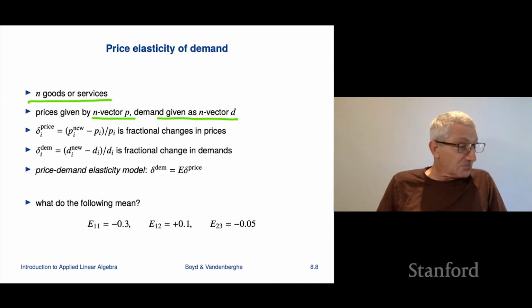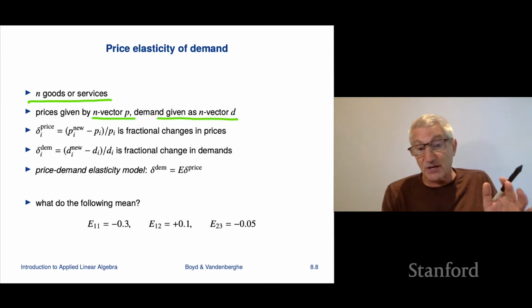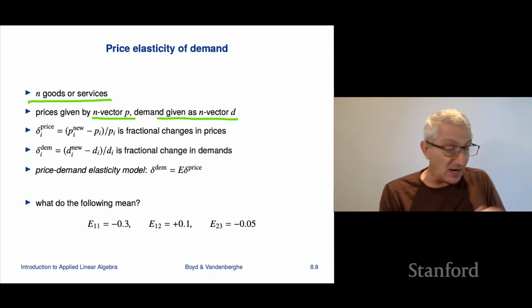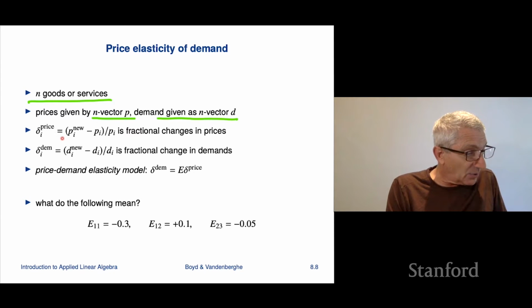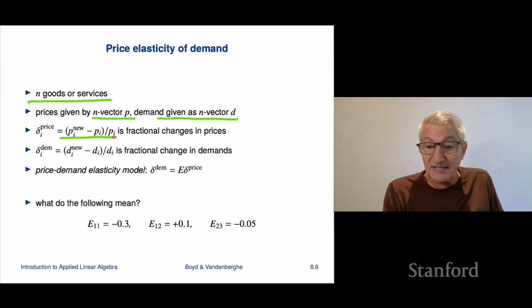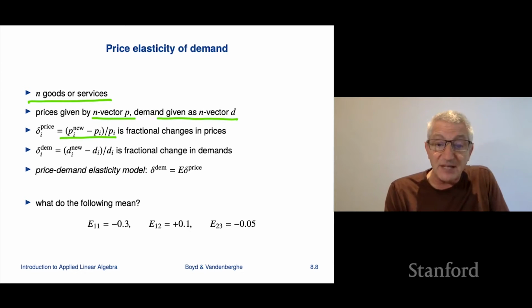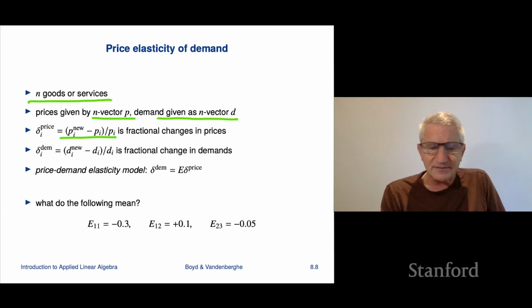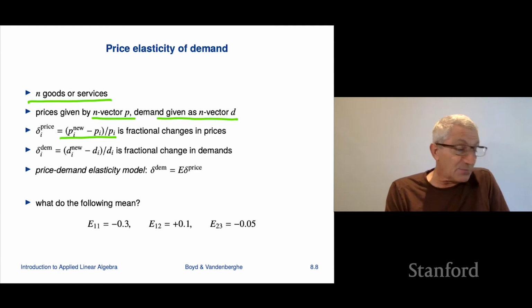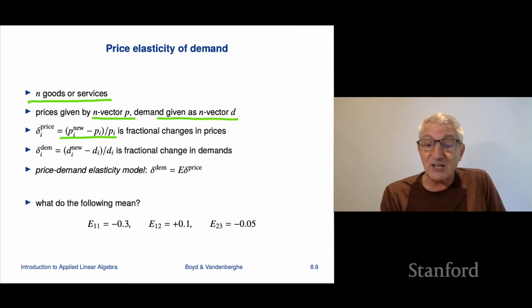Okay. And then what we're going to do is imagine changing the prices. So we take the new price, that's p_i new, the new price for item or good i, minus p_i. So if that's positive, it's a price increase. If it's negative, it's a decrease. And we divide by p_i. Oh, the prices, I should say, are all positive. Okay, and that has a beautiful interpretation as the fractional change in prices.